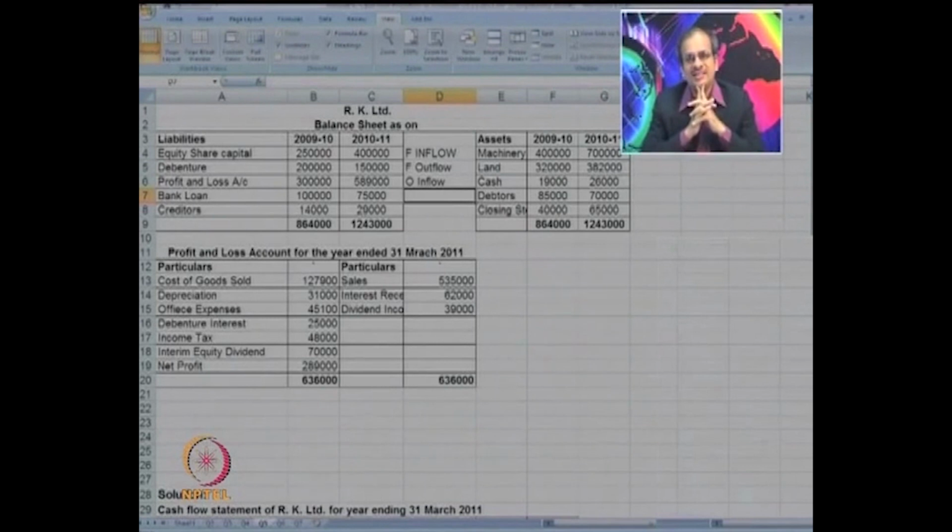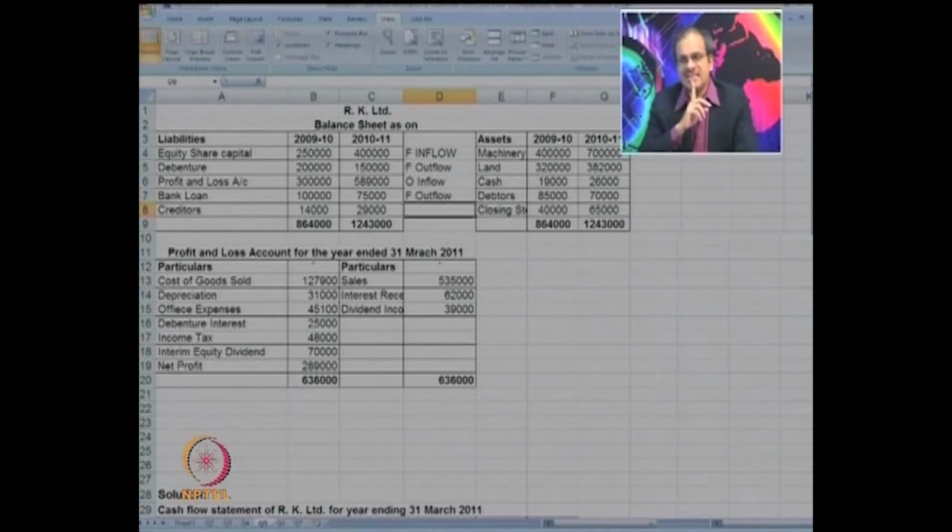Bank loan. Again the balance has gone down from 1 lakh to 75,000. Bank loan is also one of the ways of financing. So I will mark it as F. And is it an inflow or outflow? Since the balance has reduced, we have paid the bank some money. So it represents an outflow. So it is F out.